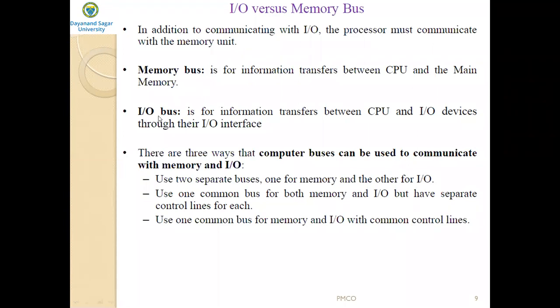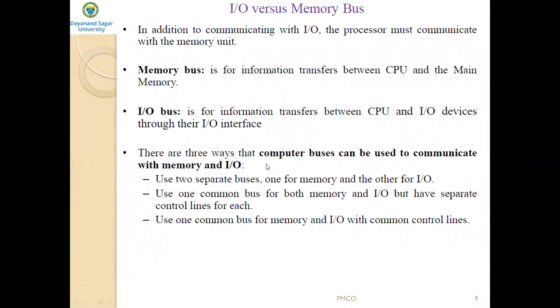Similarly, we need to have an I/O bus. I/O bus is for information transfer between the CPU and the I/O devices through their I/O interface. This memory bus does not require an interface circuit, because the memories are directly connected to the CPU for communication. There is no interface circuit needed for communication between the CPU and the memory. So only for input output, we need an interface between the CPU and the I/O devices.